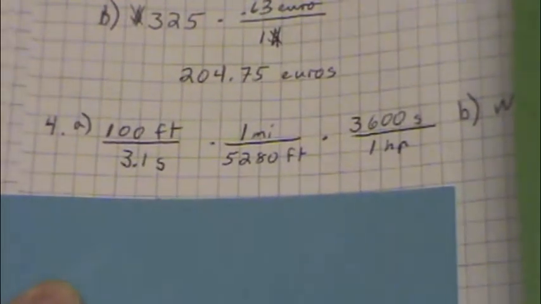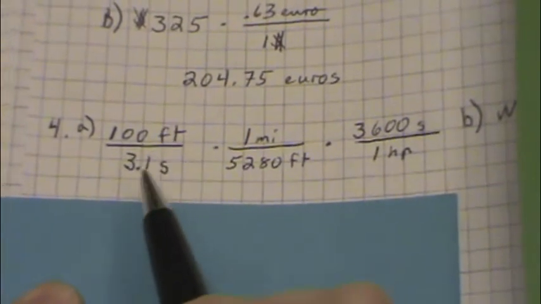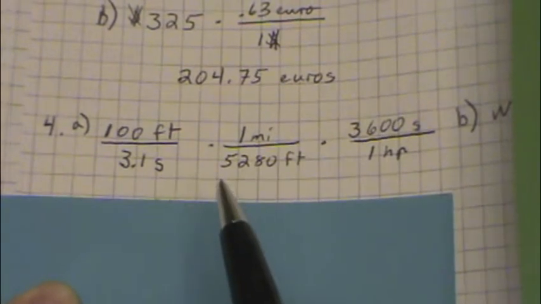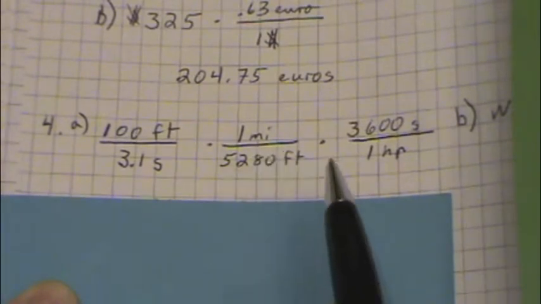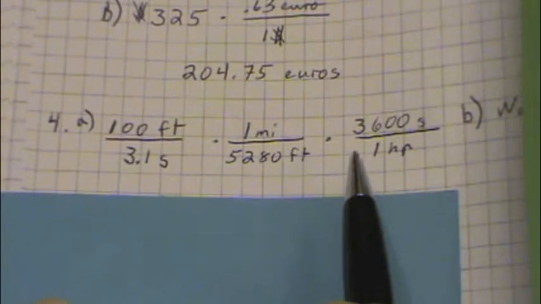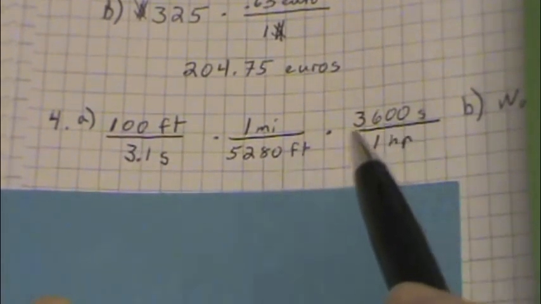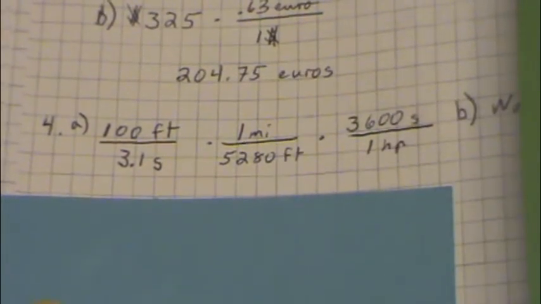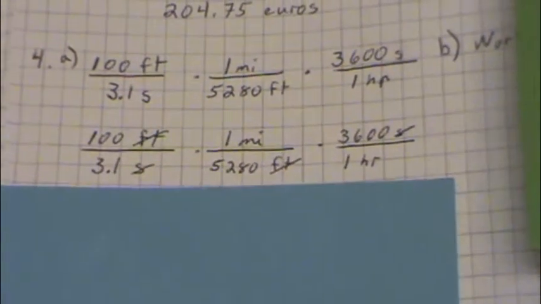4A, when you set it up, should look kind of like this. Here's the information they gave you. 100 feet run in 3.1 seconds. Willow was flying. We need a couple of conversion factors. We need to know how many feet are in a mile, and we need to know how many seconds are in an hour. You multiply by each of those conversion factors. And make sure that your fractions look kind of like this, because if you had flipped either of these, your math is not going to work out. I wrote this out again to make it a little clearer when I started canceling units.